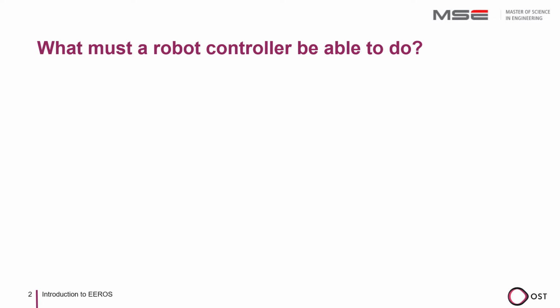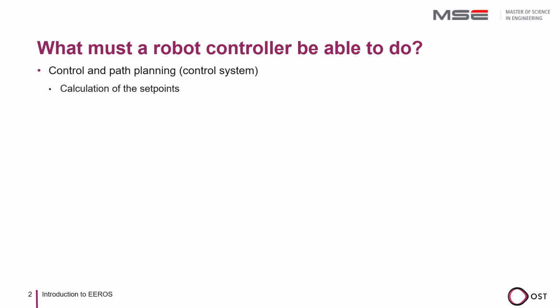Before we get into the functionalities of EROS, the question arises as to what the robot controller actually has to be able to do. I would like to discuss this briefly here. An important purpose of any robot control system is, of course, that the robot can move in a meaningful way. A control system is responsible for this.